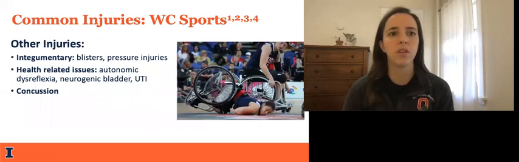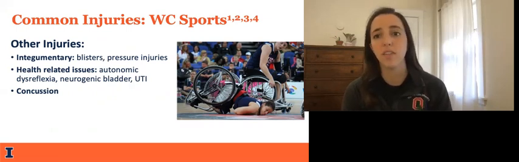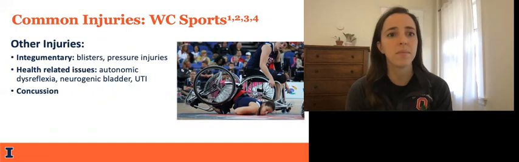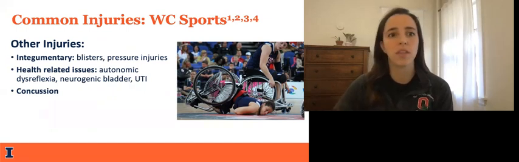Other injuries can include integumentary injuries like blisters or pressure sores, especially with athletes that might have sensation issues. Blisters are just pretty common because you're using your hands on the wheelchair a lot. Other health-related issues include autonomic dysreflexia, especially for people with spinal cord injuries, neurogenic bladder, and UTI. Concussions are becoming a little bit more common.